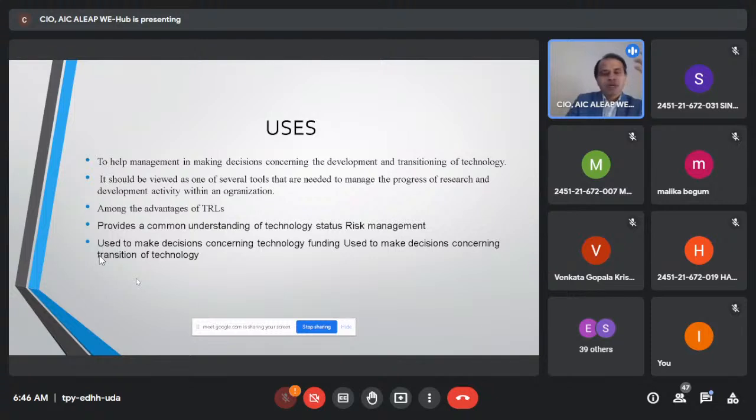What are the uses? I have already told you at the start that there are several uses. One is you can perform project management, you can perform risk management, you can see the status of the product, and also you can present and communicate the stage to people. So these are some of the best uses of the TRLs.